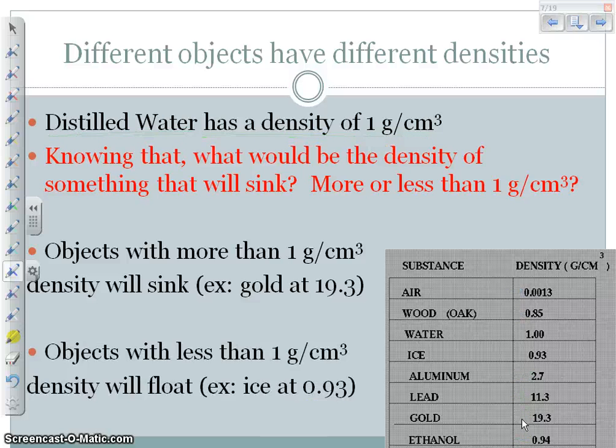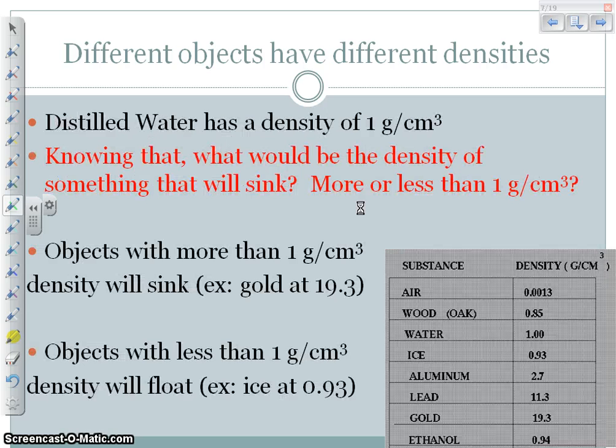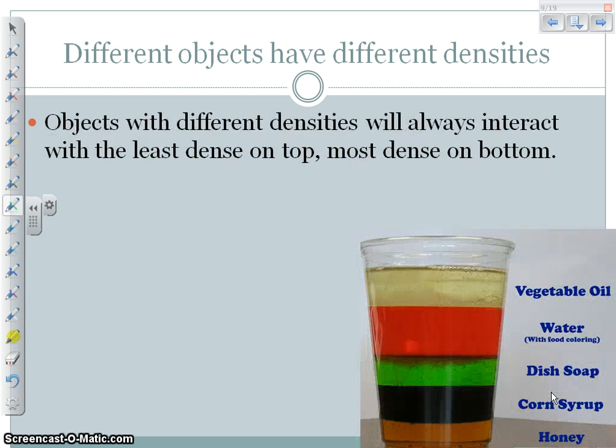on mercury. And a big idea here is that it does not matter how much of a substance you have, that object is going to have the same density. What I'm trying to say here is 1 gram of gold is going to have the exact same density as 100 grams of gold. It does not matter how much of the gold I have, because as I increase the mass, the volume is going to proportionally increase as well. So your density is always going to stay the same. And as we saw last slide, that means that our gold is always going to have a density of 19.3 grams per centimeter cubed. Okay?